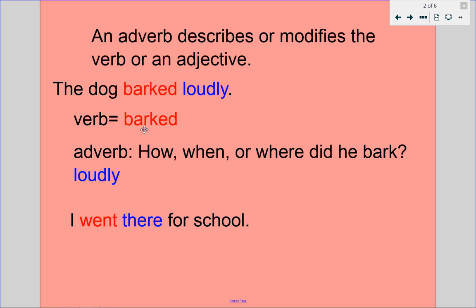Adverbs, adverbs describe the action. The dog barked loudly. How did it bark? It barked loudly. When did it bark? We don't know. Where did it bark? We don't know. I went there for school. Where? There. Okay?